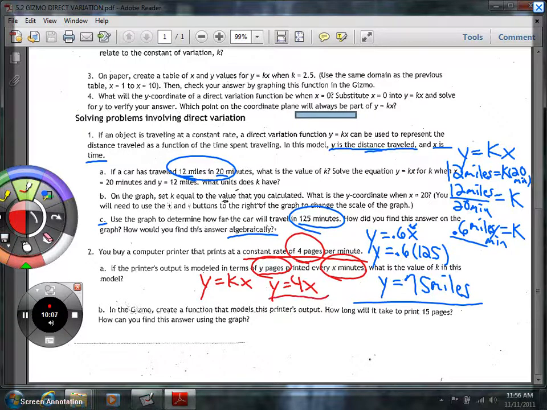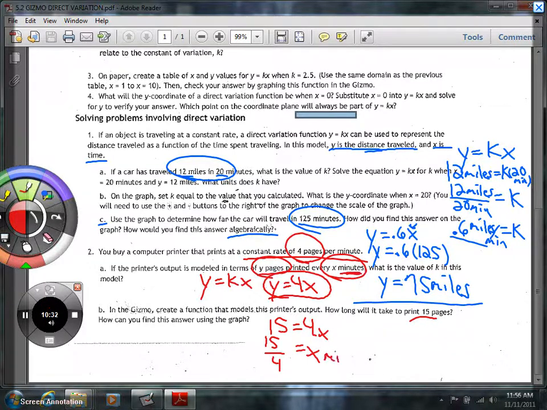In the Gizmo, create a function that models the printer's output. So in the Gizmo, you'd put your k equal to 4, and then you could use it to answer the question: how long will it take to print 15 pages? Well, the pages is the y. So we put in 15 for the y and solve for x. So x equals 15 over 4, and again, x in this problem means minutes.